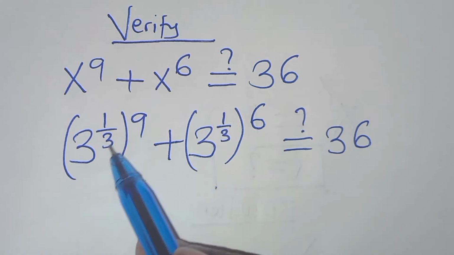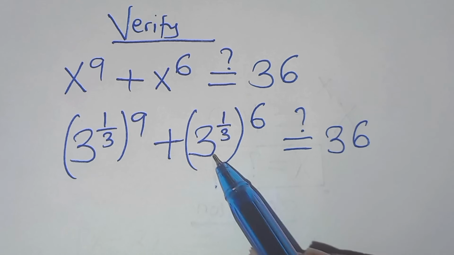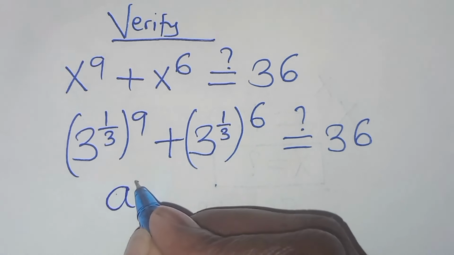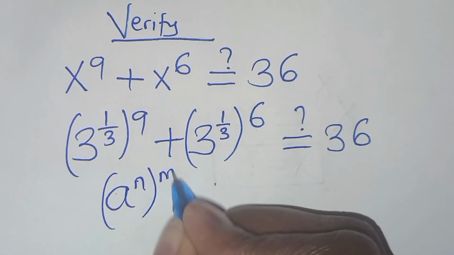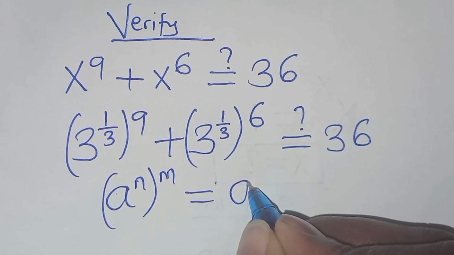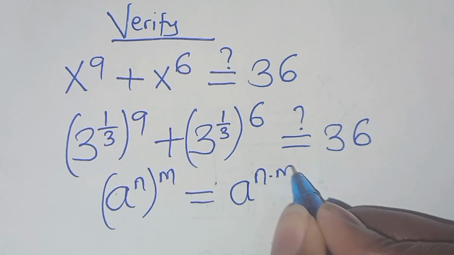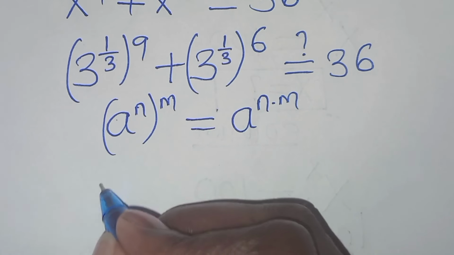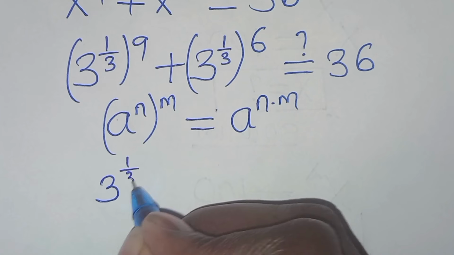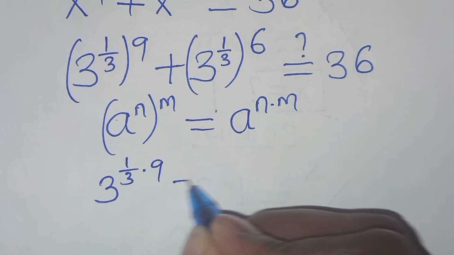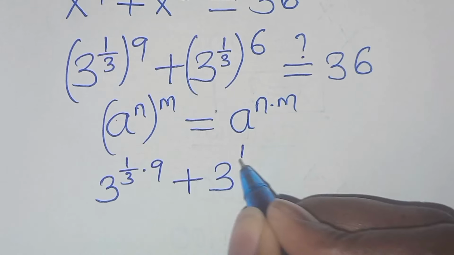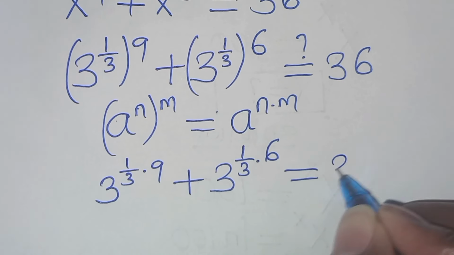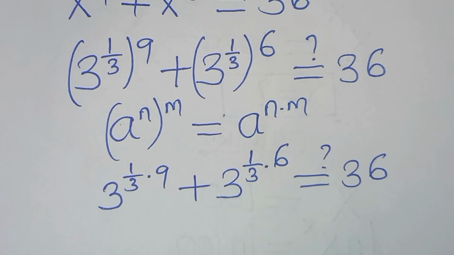Now 3 to the power of a third raised to the power of 9 and 3 to the power of a third raised to the power of 6 are in the form of a to the power of n raised to the power of m, which we can express as a to the power of n times m. Applying this exponent property, then we have 3 to the power of a third multiplied by 9, then plus 3 to the power of a third multiplied by 6. This should give us a value of 36.